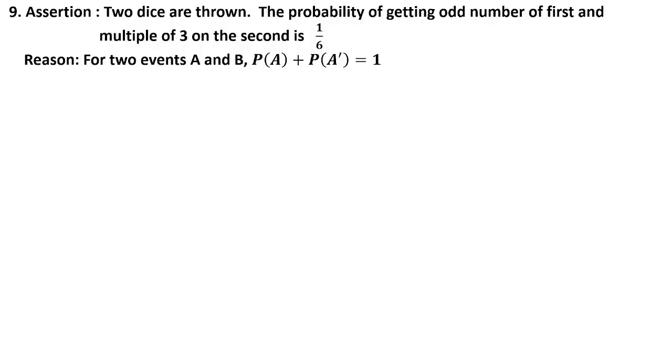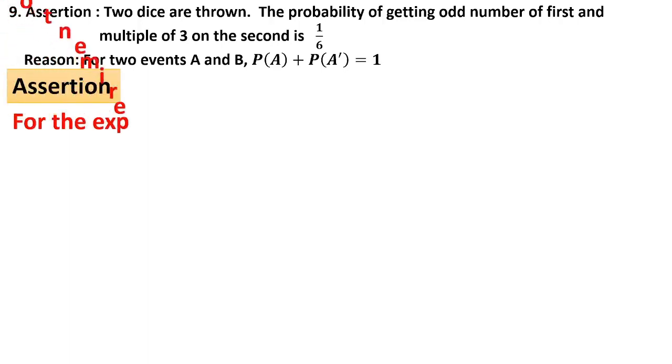Well, question number 9, assertion. Let us move on to question number 9. The assertion is: two dice are thrown, the probability of getting an odd number on the first and a multiple of 3 on the second is 1/6. The reason is: for two events A and B, P(A) + P(A') = 1. Let us check the assertion now.